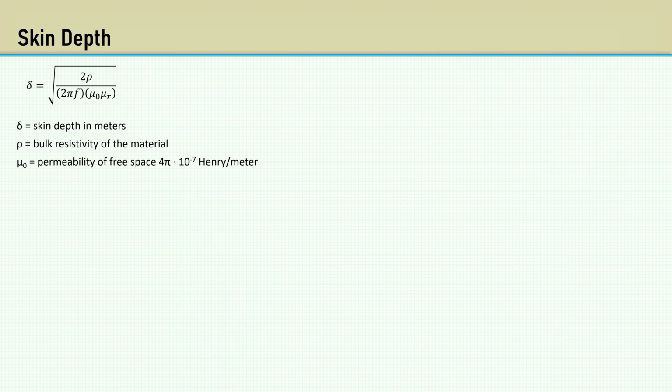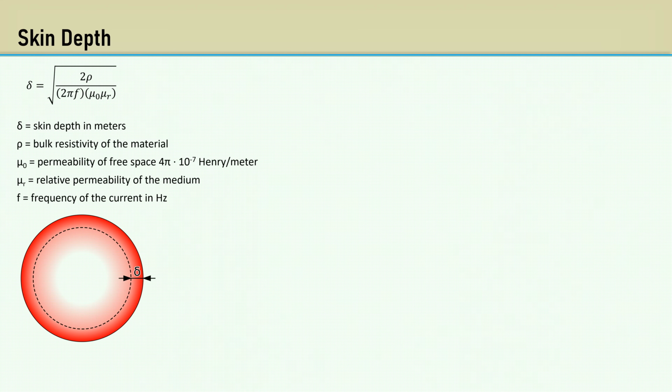Here is the formula for skin depth. Delta is the skin depth in meters. Rho is the bulk resistivity of the material. Mu naught is the permeability of free space, which is 4 pi times 10 to the minus 7th henries per meter. Mu sub r is the relative permeability of the material, which is usually 1, and F is the frequency in hertz. Here's an illustration showing the skin depth of a round conductor.